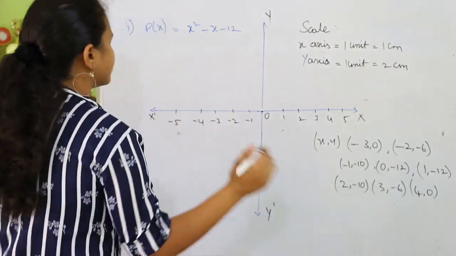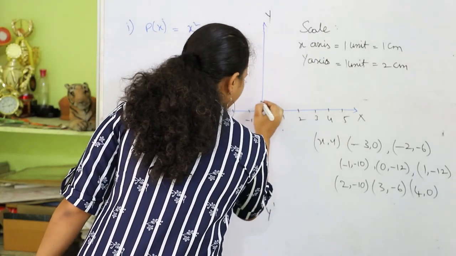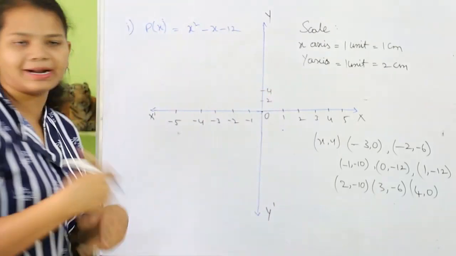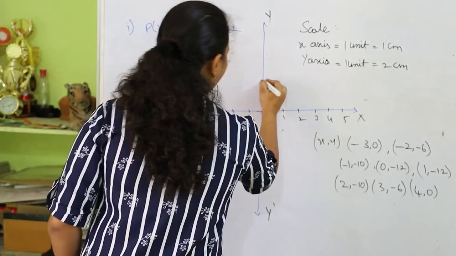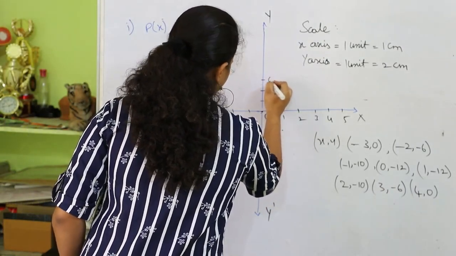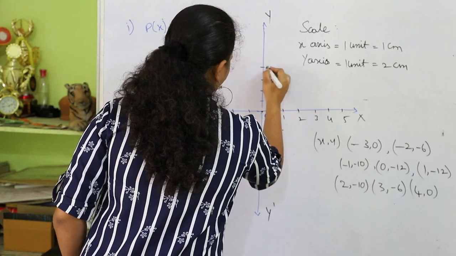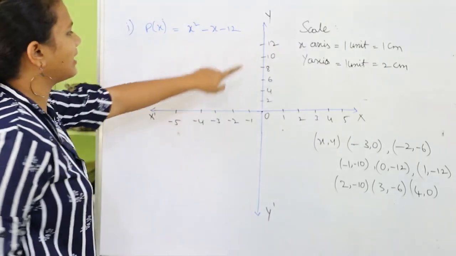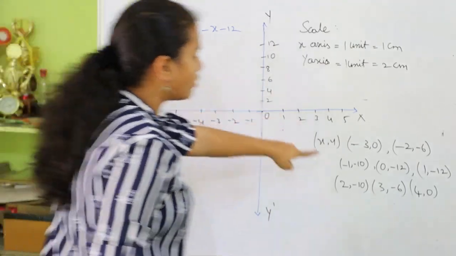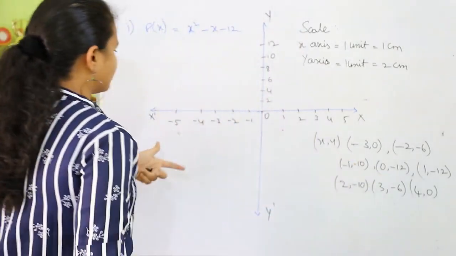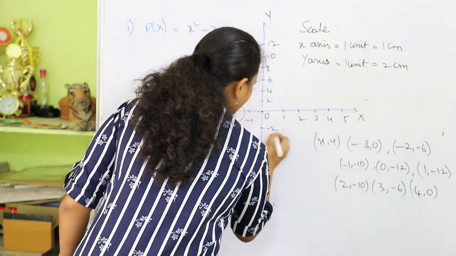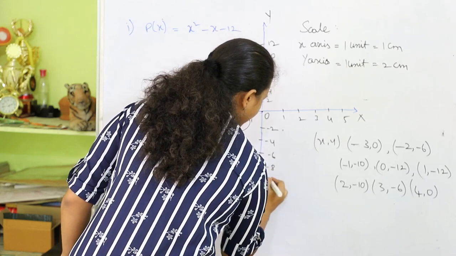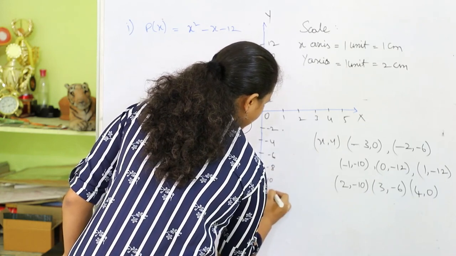Then what happens here? Go with the 2 table, meaning take multiples of 2: 2 ones are 2, 2 twos are 4, and so on, 10, 12. You got 12 over here. But what I need is minus 12, I don't need plus 12. So go down: minus 2, minus 4, minus 6, minus 8, minus 10, minus 12. Is this clear?